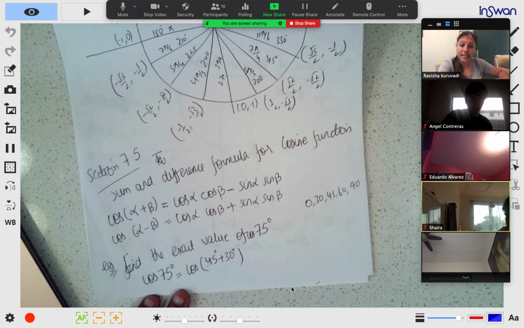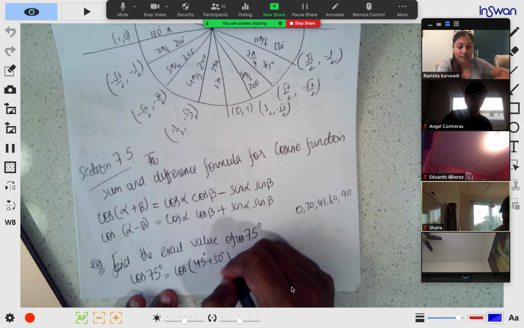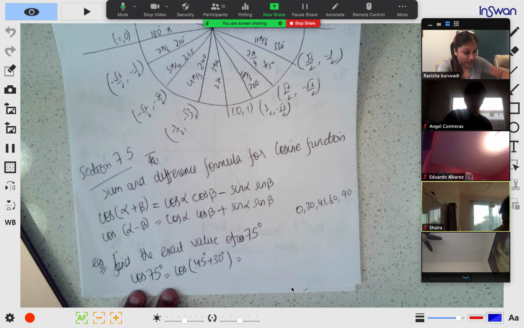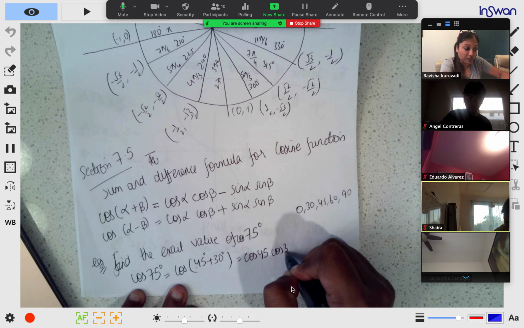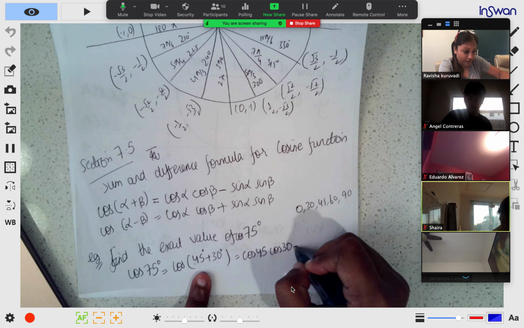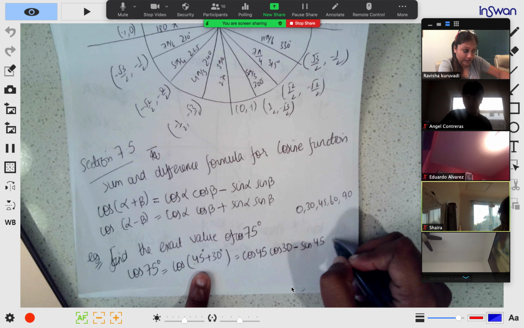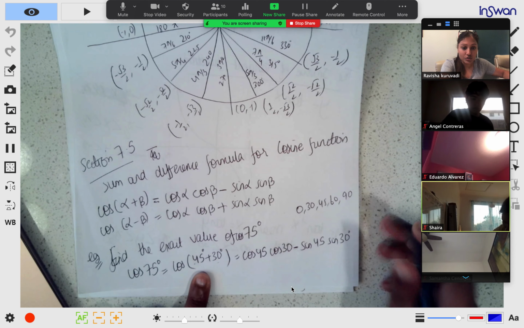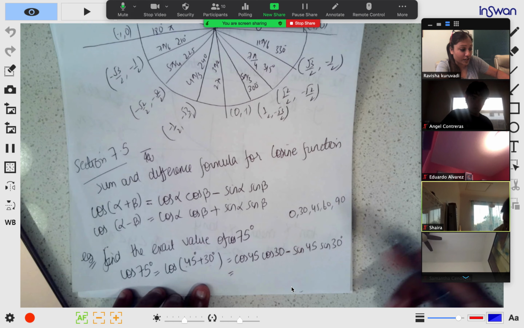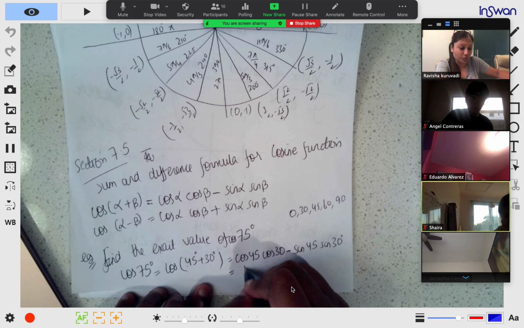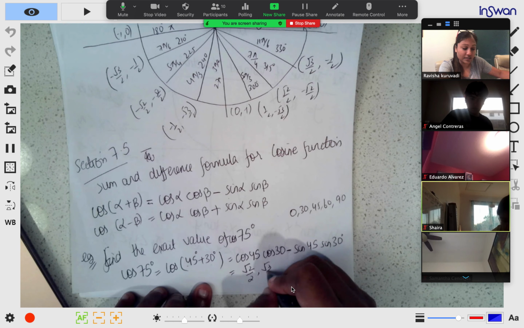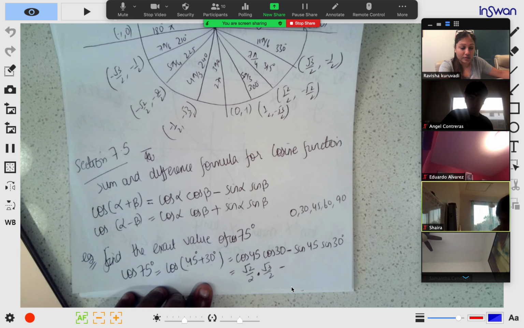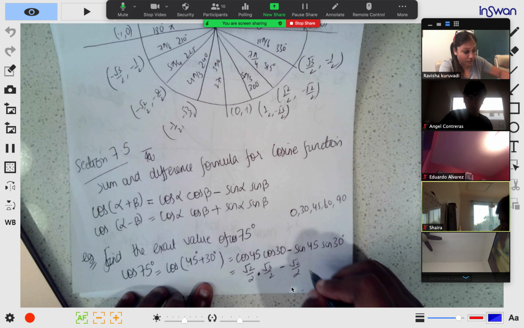Now since I wrote it like this, I'm going to use this formula here. It becomes cosine 45, cosine 30. Since it was plus, it will change to minus sine 45, sine 30. And I'll just plug in the values. Cosine 45 I know is root 2 over 2. Cosine 30 is root 3 over 2. I'm going to multiply these two, minus sine 45 is root 2 over 2 and sine 30 is 1 over 2.